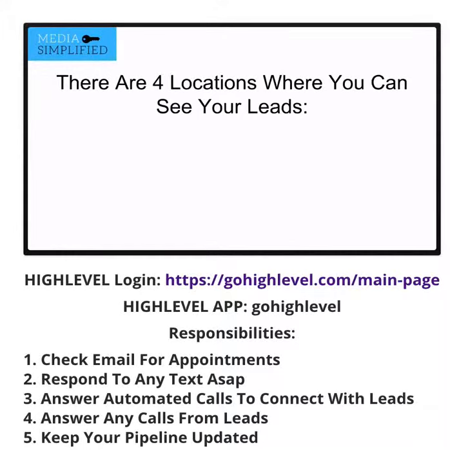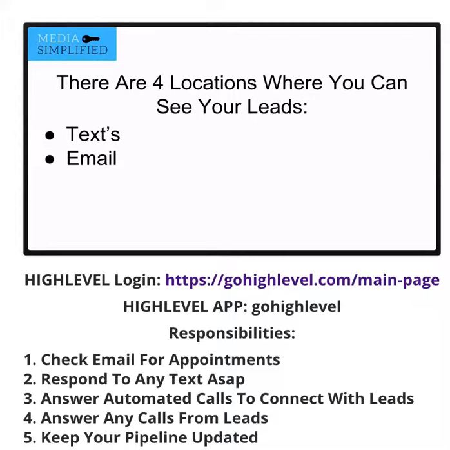So there are 4 locations where you can see your leads. The first one is text. Now this one's pretty self-explanatory. Whenever a lead comes through our system, you will receive a text, assuming you provided us with your cell phone number as your primary number for the campaign. You will get a text with the name, phone number, and email of the lead.